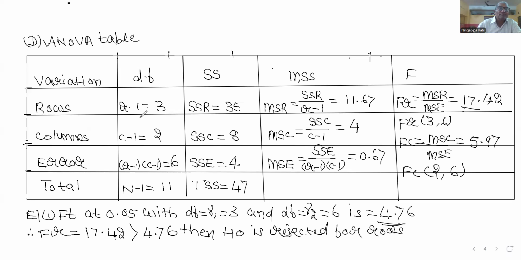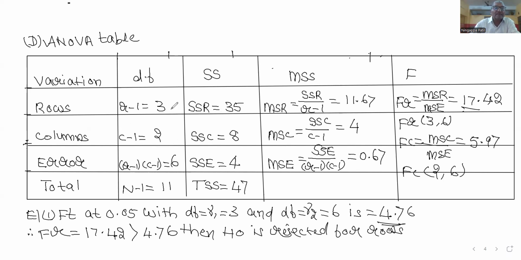Now look here: variation, rows, columns, error, total. And degrees of freedom: R minus 1 for the rows, C minus 1 for the columns, and R minus 1 into C minus 1 for error. Then SS means SSR, SSC, and SSE. MSR equals SSR divided by R minus 1, MSC equals SSC divided by C minus 1, and MSE equals SSE divided by R minus 1 into C minus 1. Look here, you can enter all these values.